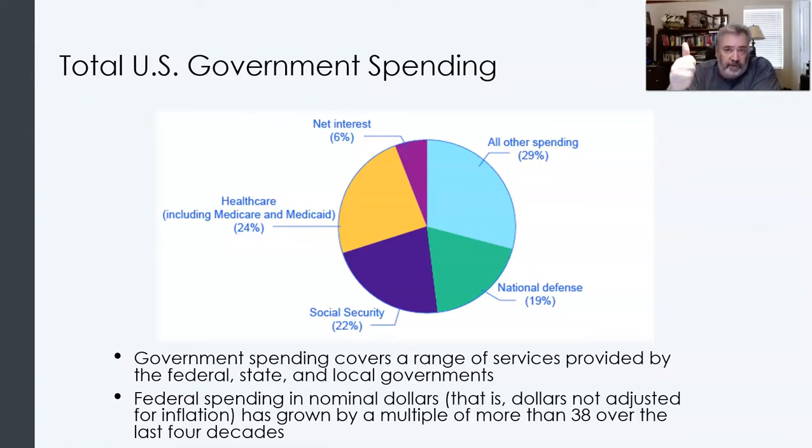Beyond defense, Social Security, Medicare, Medicaid, and then the interest on the debt, because we borrow money to pay for things that we don't have the revenue for. So we owe interest on that. Take those out of it. You're left with 29%. That's everything else. That's all of Congress. That's NASA. That's the NOAA, the National Oceanic and Atmospheric Administration. All right, something like that.